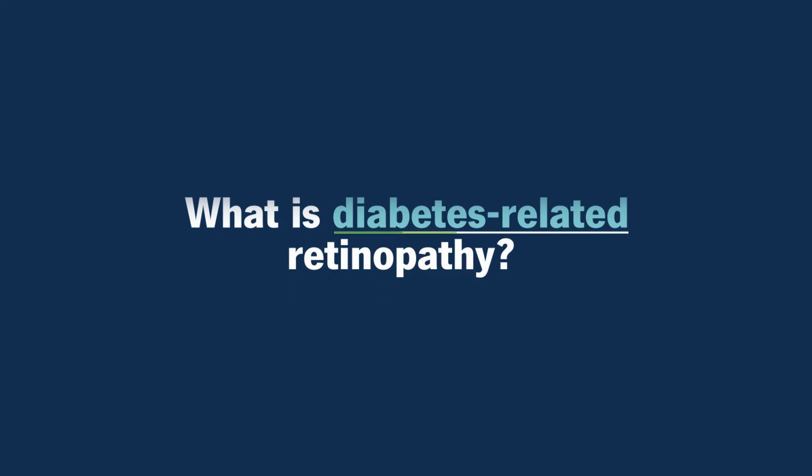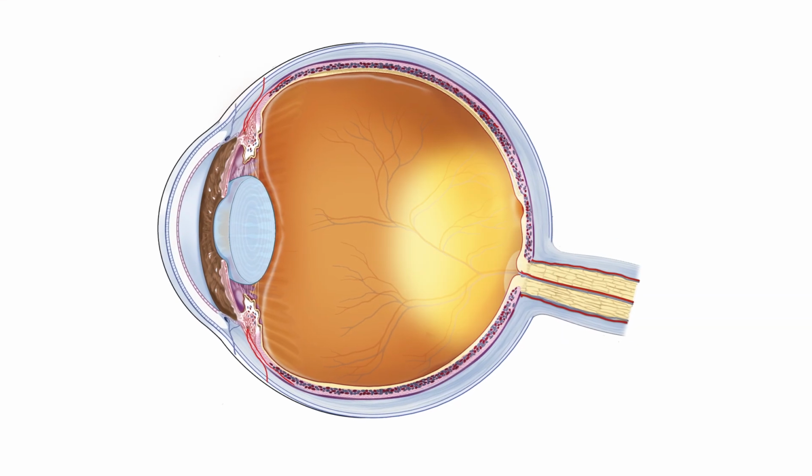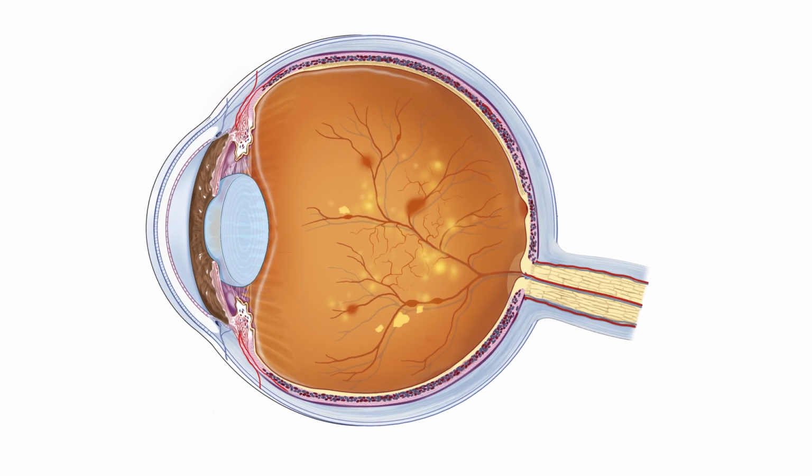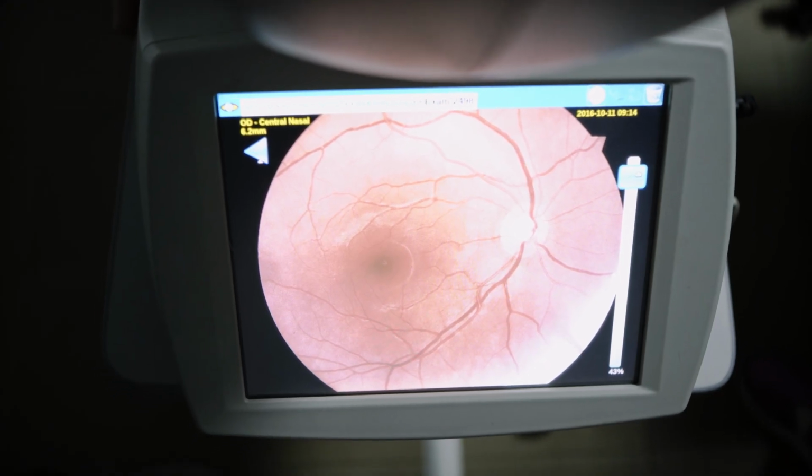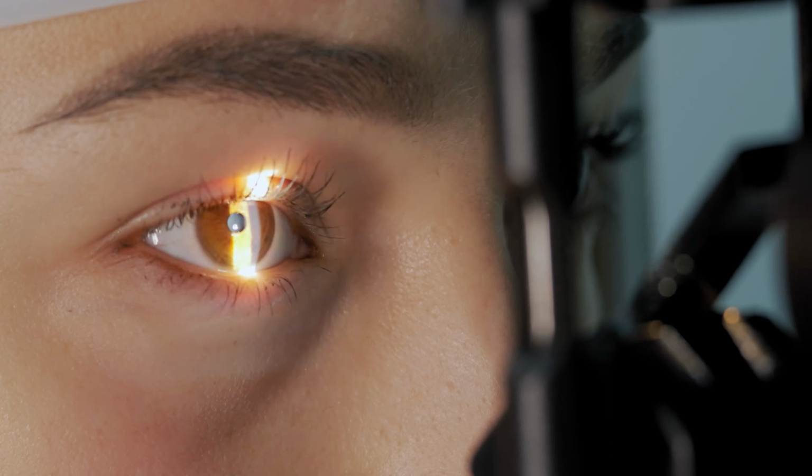What is diabetes-related retinopathy? When we think about diabetic eye disease, it affects the back of the eye the most, your retina. And the retina is very important because we only have one retina, you can't replace it. The retina is the part of the eye that gathers all the visual information and then sends it to the brain. So if the retina is damaged from diabetic retinopathy, your vision is not going to be good.